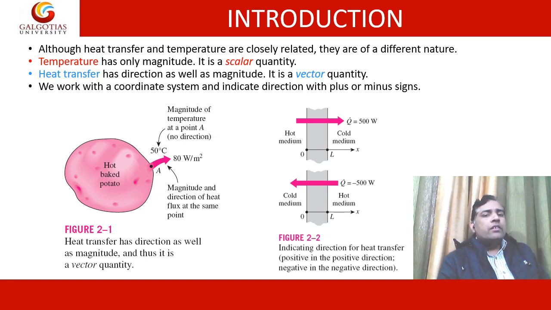Temperature has only magnitude. We can define temperature in terms of some values. We can say whether temperature is increasing or decreasing, and quantify it using some scale like the Fahrenheit scale, the Celsius scale, and the most commonly used SI scale, the Kelvin scale. So temperature is basically a scalar quantity.